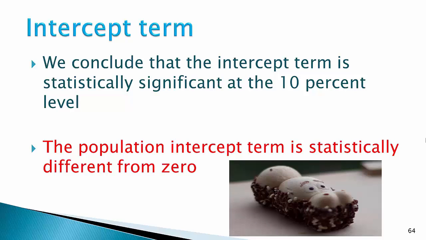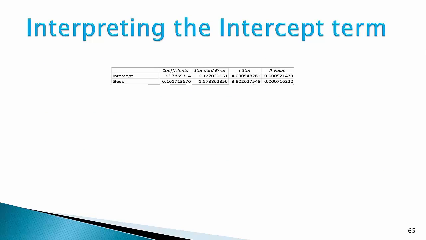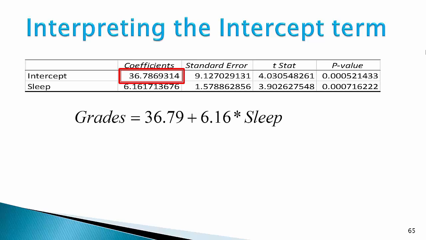This means we can interpret the value of the intercept term as it's not merely a randomly generated number caused by sampling variation. Now, how do we interpret the intercept term? Let's take a look. Here's a regression output, and we can see that the estimated sample value is 36.79, rounding to 2 decimal places. So the estimated regression line looks like this.